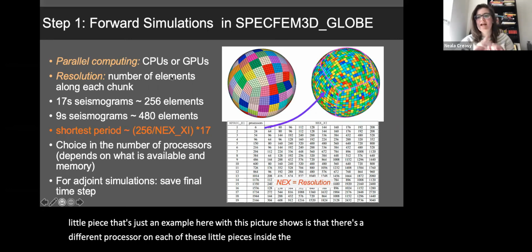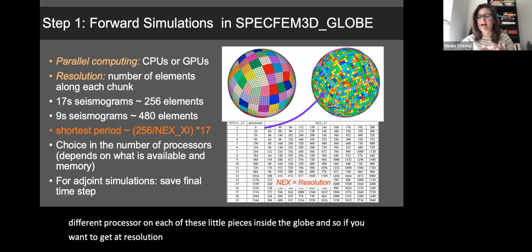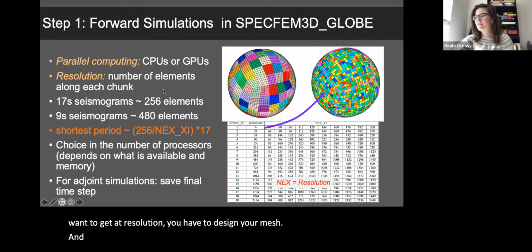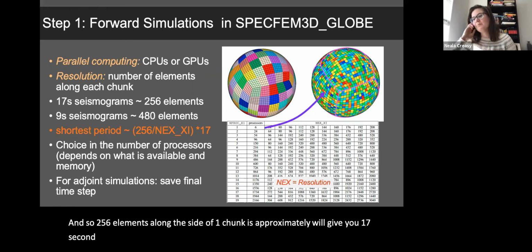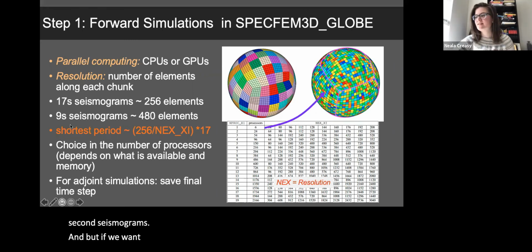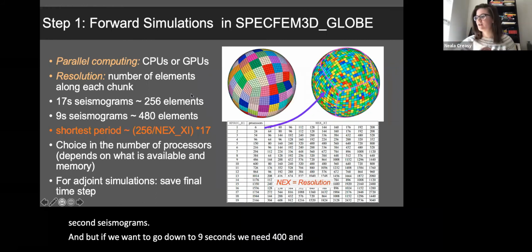And so if you want to get at a resolution, you have to design your mesh. 256 elements along the side of one chunk will give you approximately 17-second seismograms. But if we want to go down to 9 seconds, we need 480 elements along one side of the chunk.